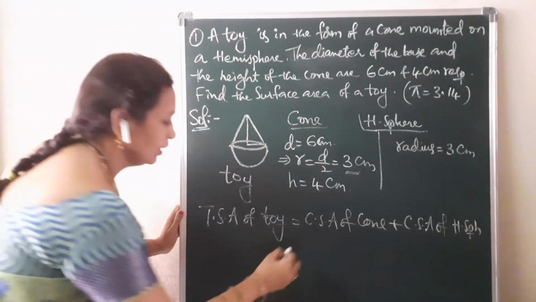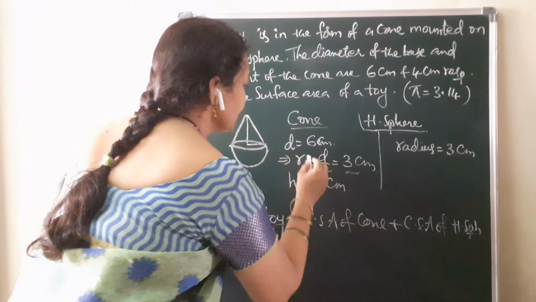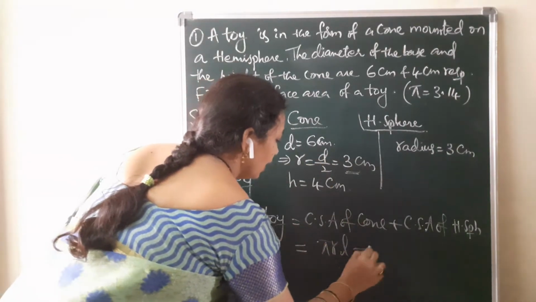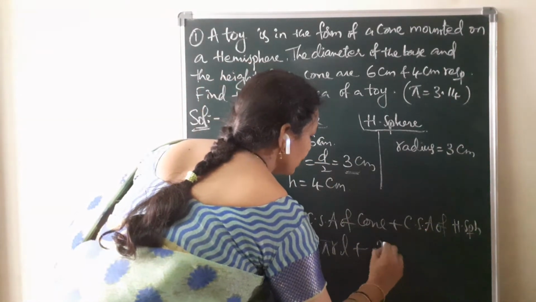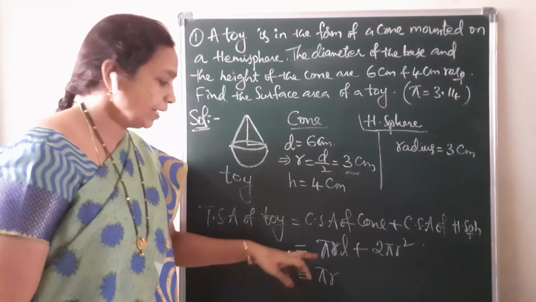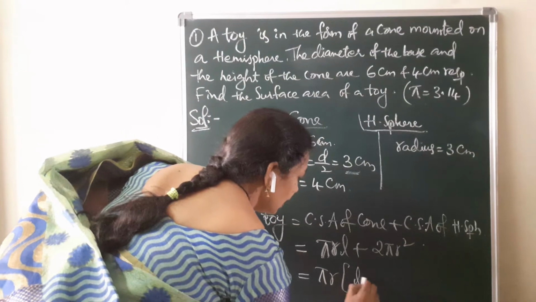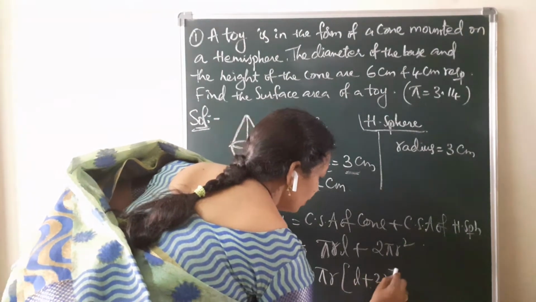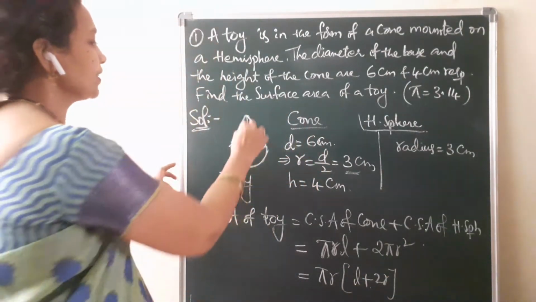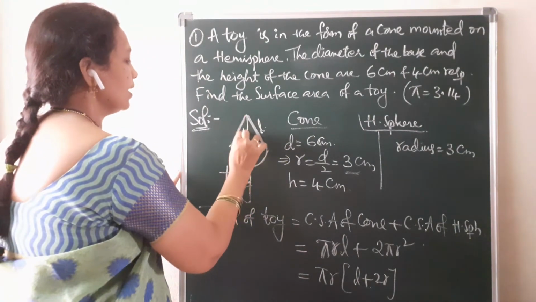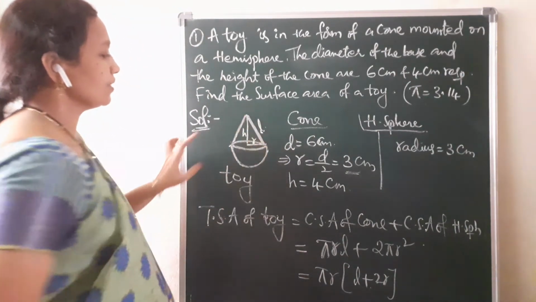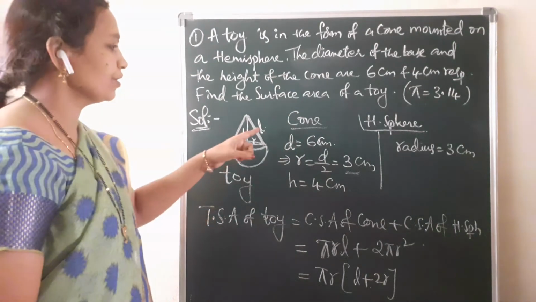CSA of hemisphere. That is equal to CSA of cone, which is pi r l, plus CSA of hemisphere, which is 2 pi r square. Pi r l plus 2 pi r square. So pi r is taken out common, and l plus 2r will be left over. But to find the slant height, this is the slant height, this is the perpendicular height, and this is the radius for the cone. So you have to find out the slant height.